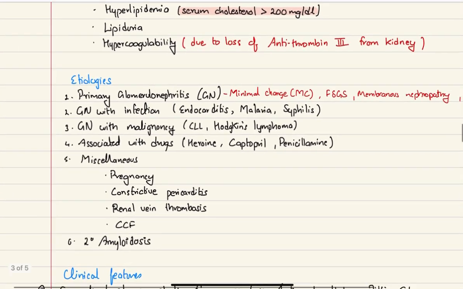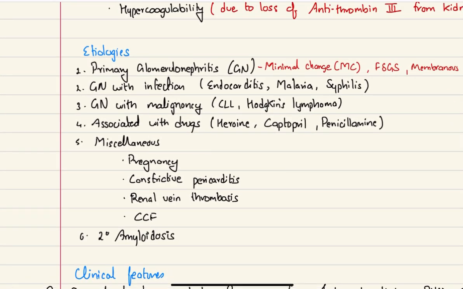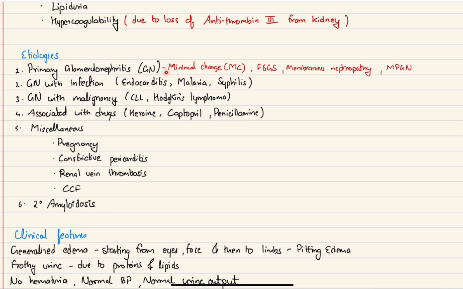Now let's talk about the etiologies of nephrotic syndrome. Most nephrotic syndrome is due to primary glomerulonephritis. So these include diseases like minimal change disease, FSGS or focal segmental glomerulosclerosis, membranous nephropathy, and MPGN as well. Membranoproliferative glomerulonephritis can also lead to nephrotic syndrome.